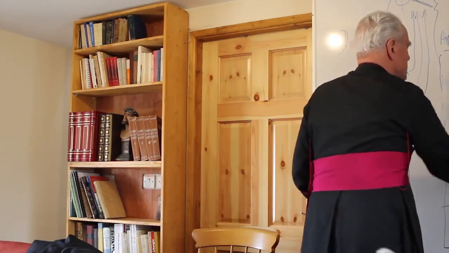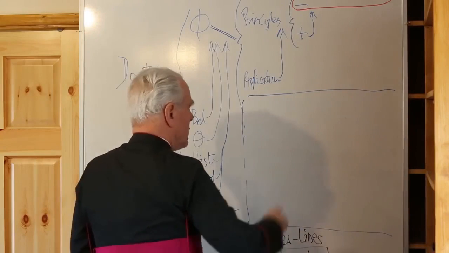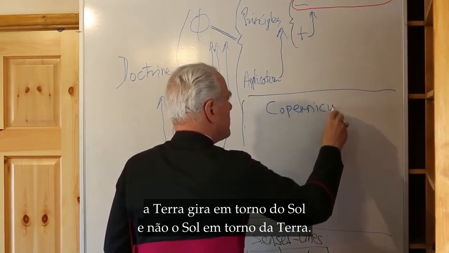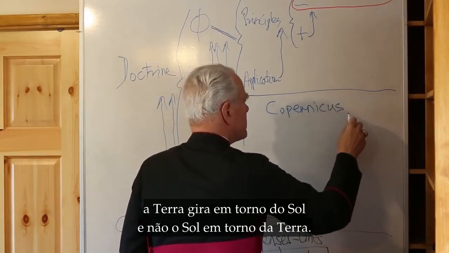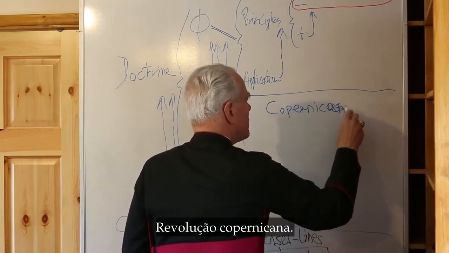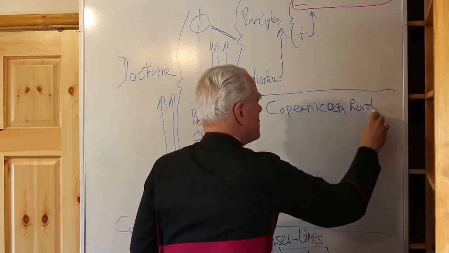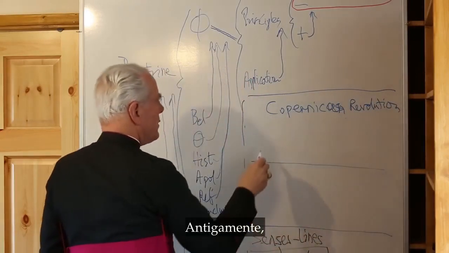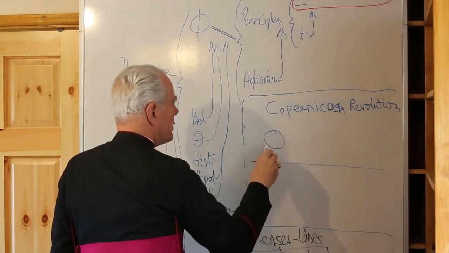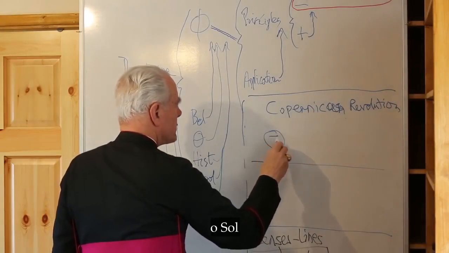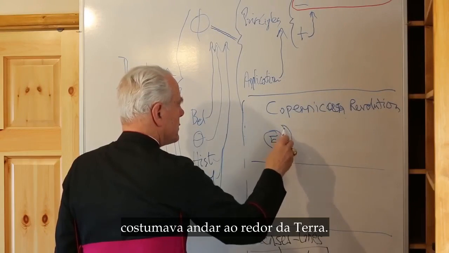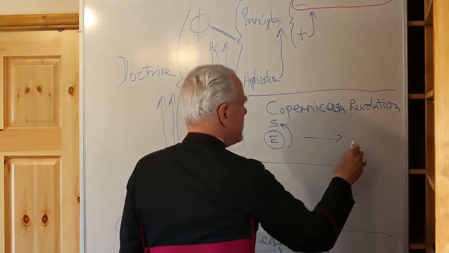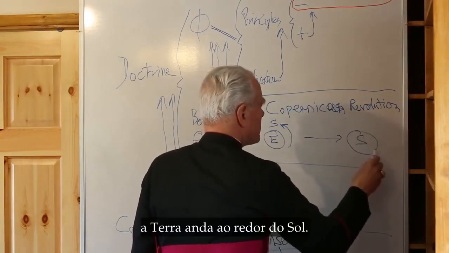The Copernican Revolution. Copernicus was the astronomer who said that the Earth goes round the sun and not the sun around the Earth. So the Copernican Revolution means this. In the old days, the sun used to go round the Earth. Now, in Copernicus, the Earth goes round the sun.